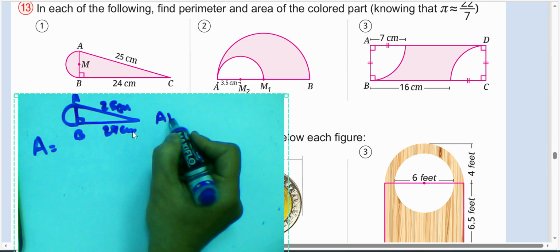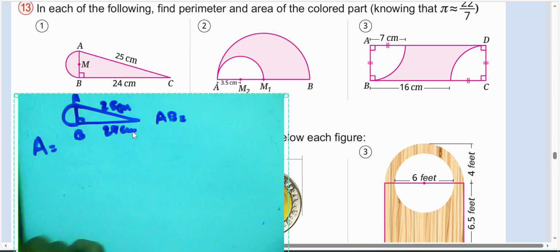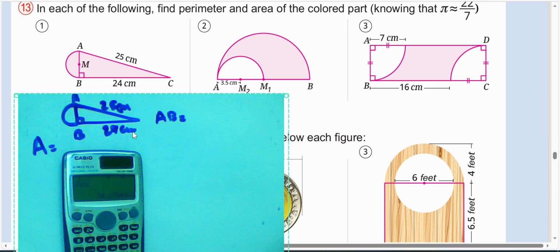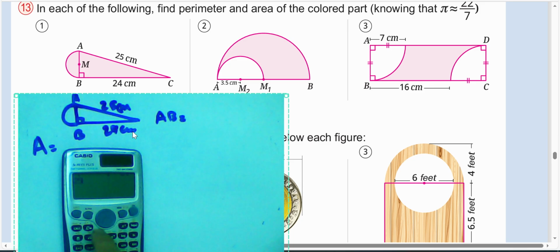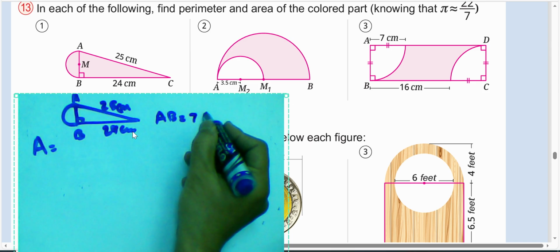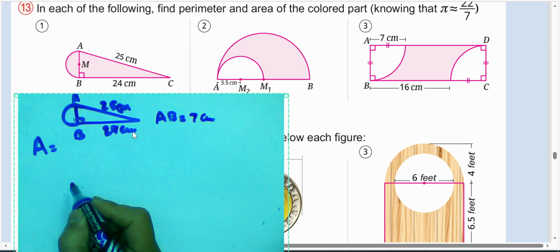First we can find EB. EB equals the square root of 25 power 2 plus 24 power 2. No, find the difference. Again, 25 power 2 subtract 24 power 2, because this is a side of the right angle triangle, and then find the square root of the answer. It will be 7 centimeters. Then EB equals 7 centimeters from the Pythagoras theorem.